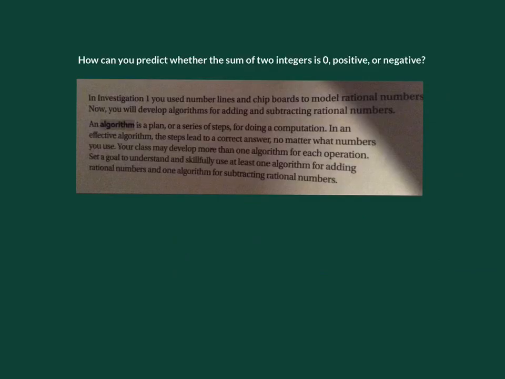Because we might not always want to use a number line or a chip model, we want to start to think about algorithms, okay? A plan or a series of steps for doing a computation. So when we think about the chip model versus the number line, when we think about a problem like -3 take away 8, you might notice some patterns that happen.